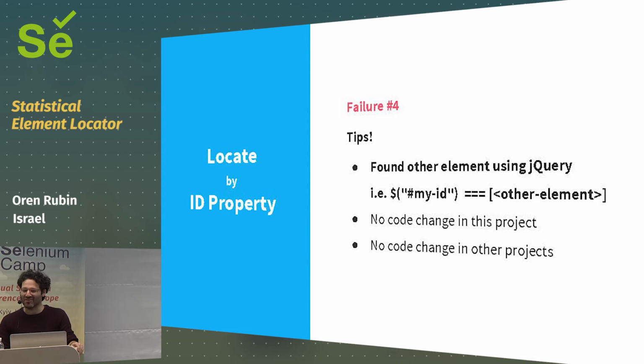Number four. We find another element when we're looking. We saw that failing. When you're in the console log, you're looking for it, and then it gives you a different element. How can that be? Anyone has a clue?